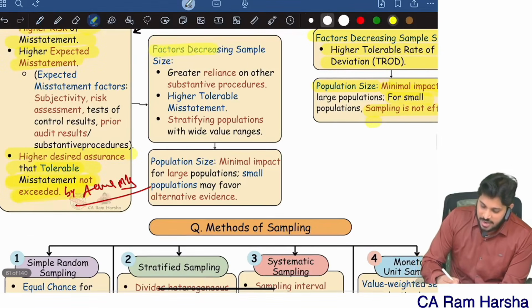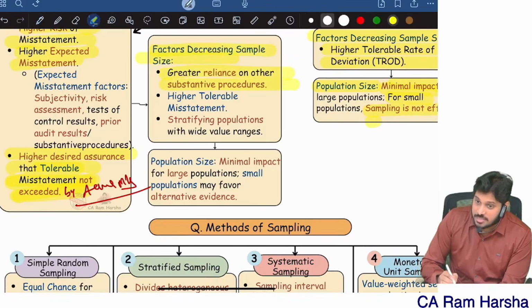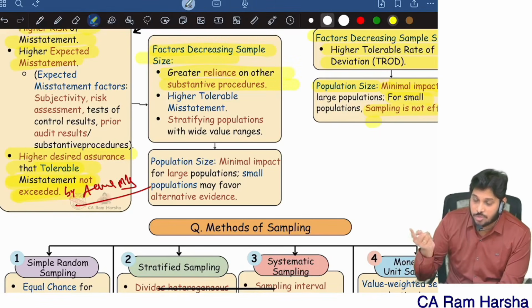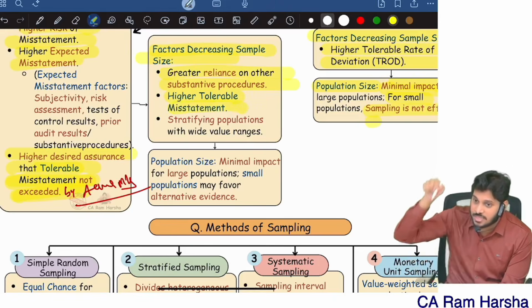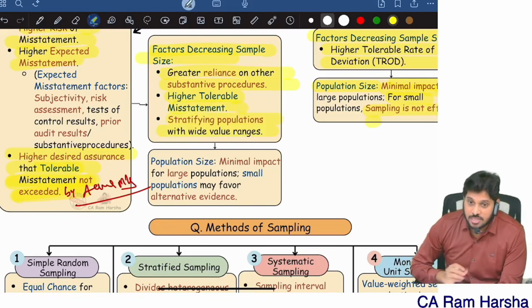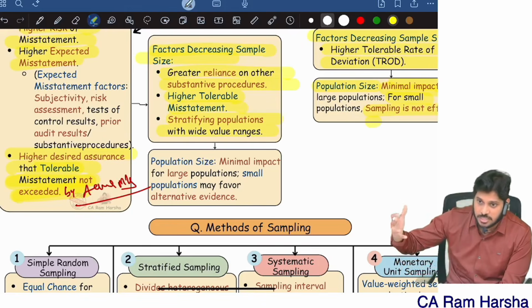And what factors will decrease? Greater reliance on other substantive procedures. Suppose you're relying more on other substantive procedures, automatically test of details sample size will decrease. Higher tolerable misstatement, sample size will decrease. Stratifying population with wide range of characteristics, you can reduce the sample size.